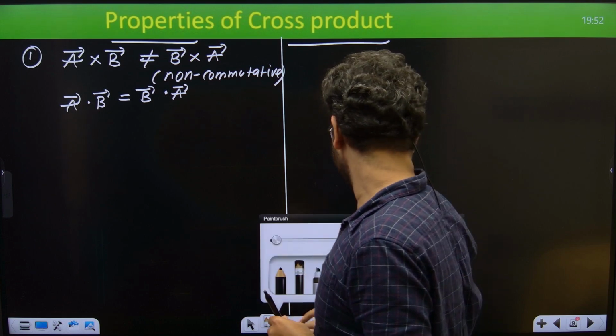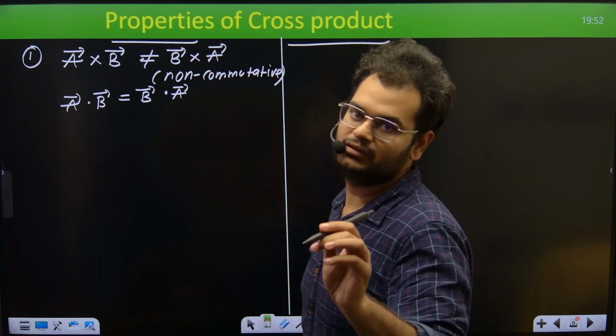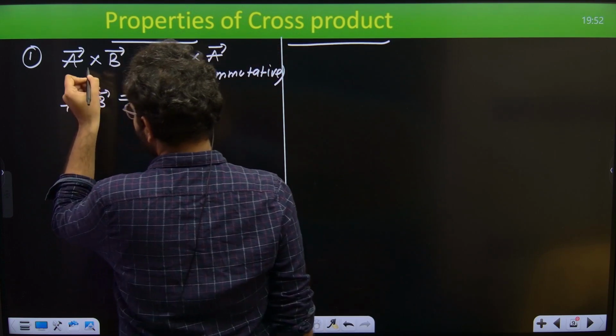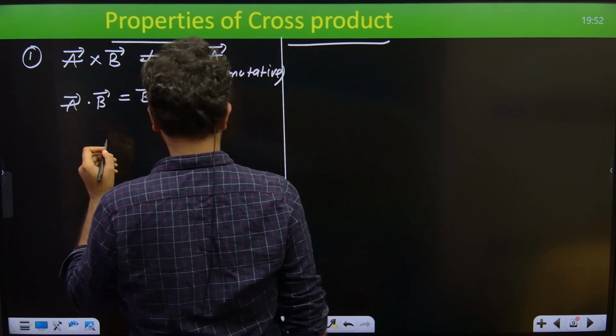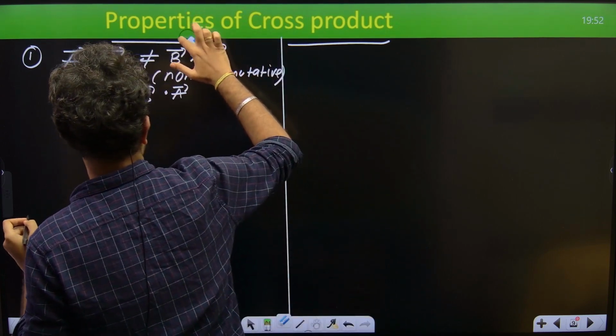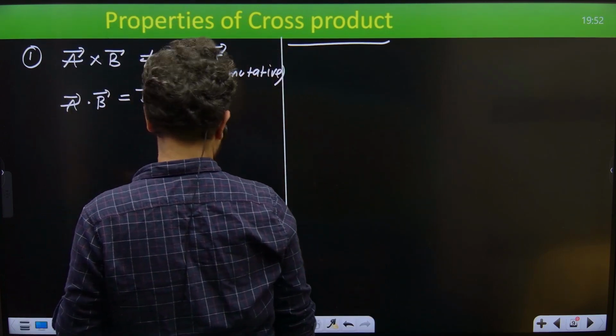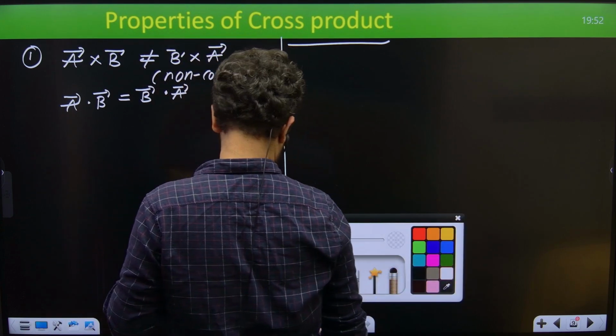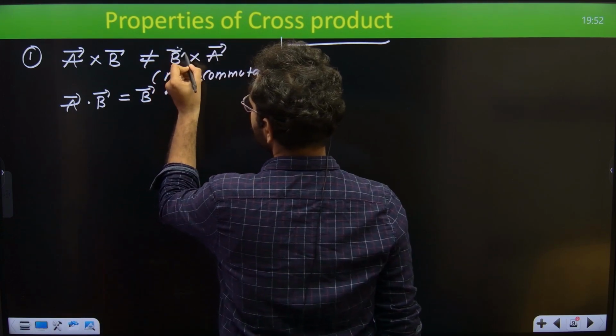Now, an important thing I'm going to tell you that you have to remember always. Sir, if A cross B is not equal to B cross A, then what exactly is A cross B equal to? Can you tell us that, sir? Yes. Wait, first let me correct this.